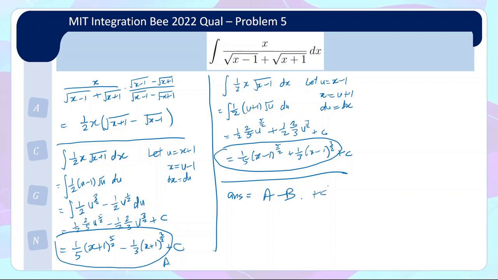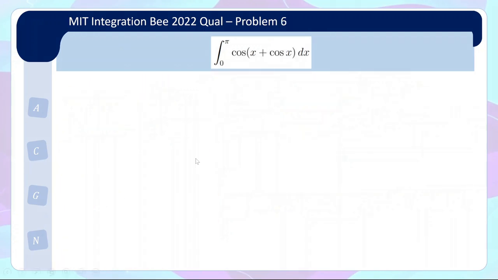Right, so that's all for this problem. It's a bit tedious, but it has some clear ideas in it. Now let's take a look at problem 6. Now things are really interesting. You have nested cosines here. So if you'd like to give it a go, feel free to pause the video.